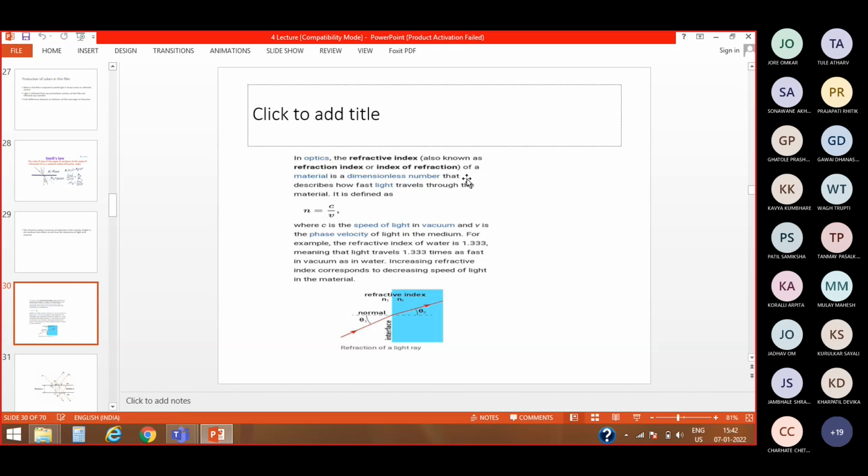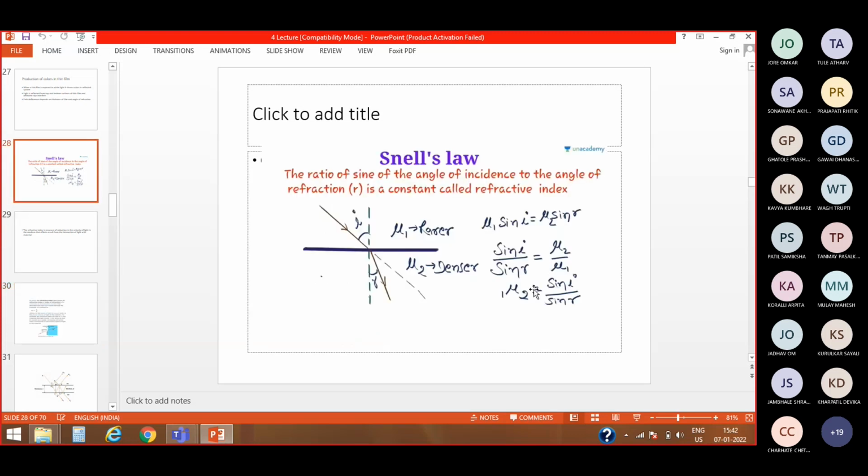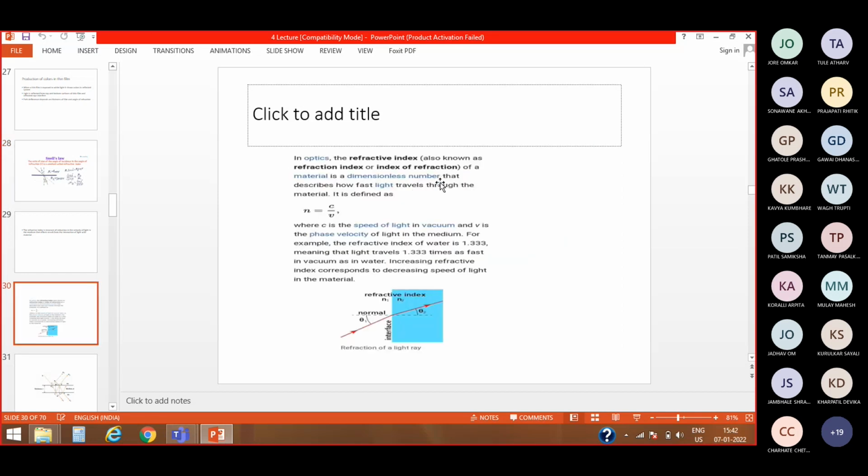Next point, in optics the refractive index is also called the refraction index or index of refraction of a material, a dimensionless number. So this mu is dimensionless. There is no dimension of mu. It describes how fast the light travels through the material. How fast the light travels is shown by the refractive index.